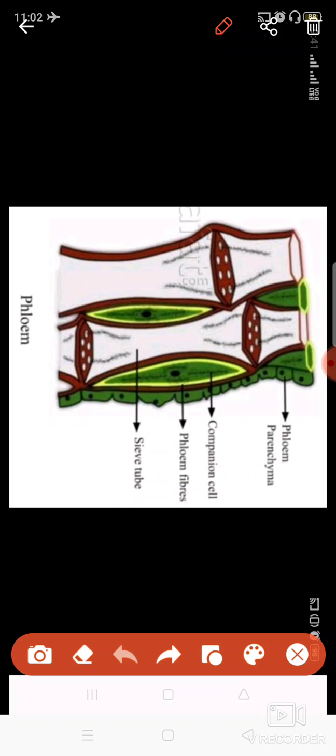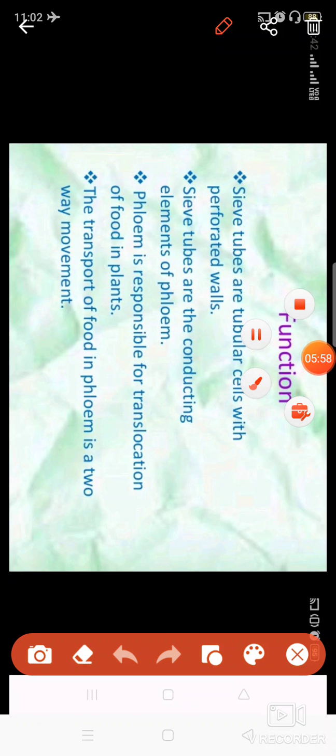It is being brought by the companion cells, and phloem parenchyma actually stores the food which is present in excess amount, and phloem fibers help in the support of the tissue. So if I talk about the function, this is clear that sieve tubes help in the transportation of the substances, conduction of the element, and conduction of the food material.